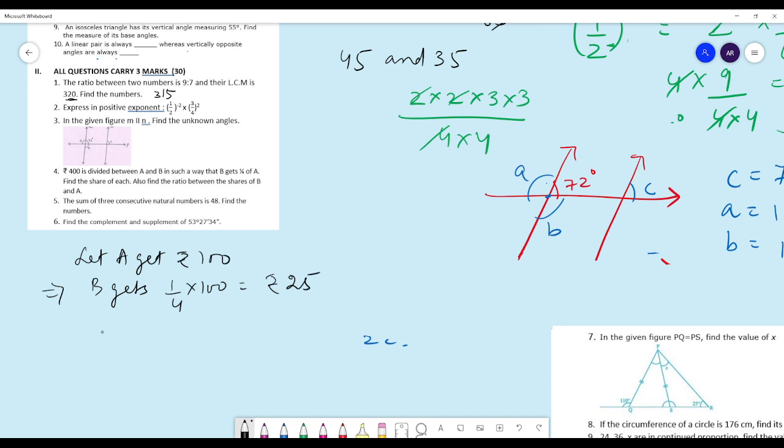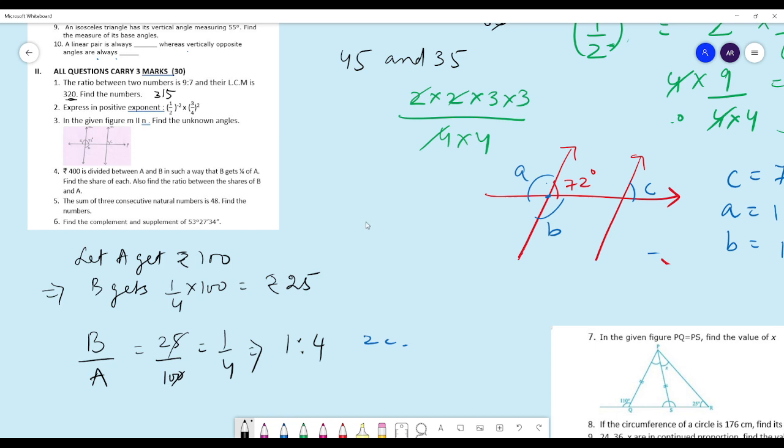And now you have to find the ratio between the shares of B and A. That means you have to put B first. 25 by 100. That comes up to 1/4. And this can be expressed as 1:4. So the ratio B is to A would be 1:4.